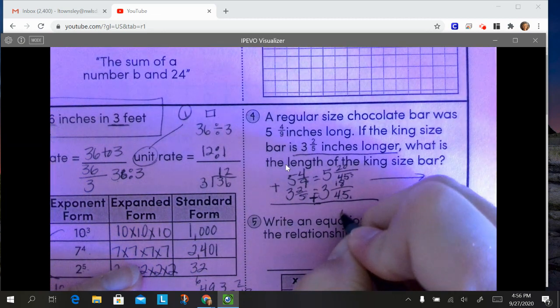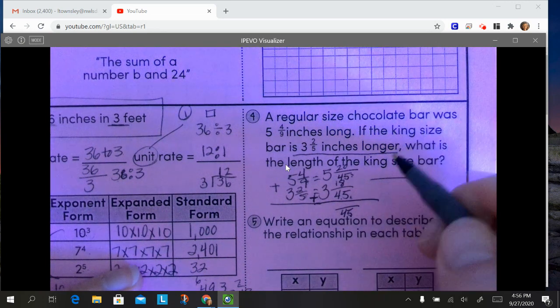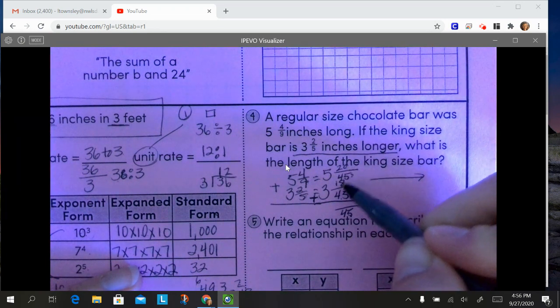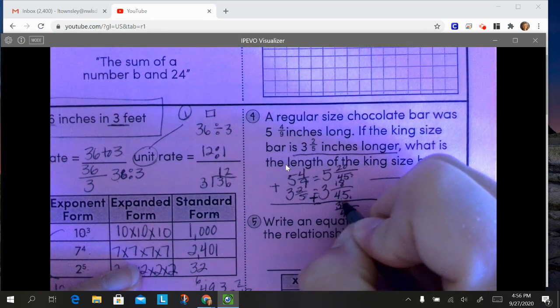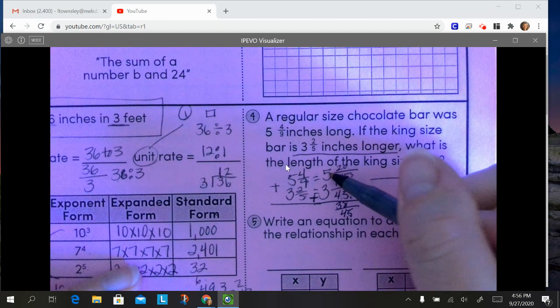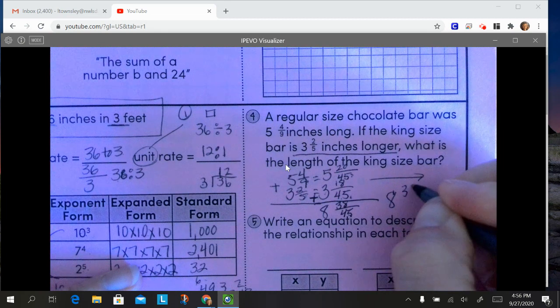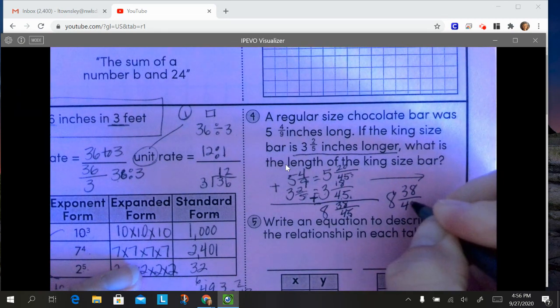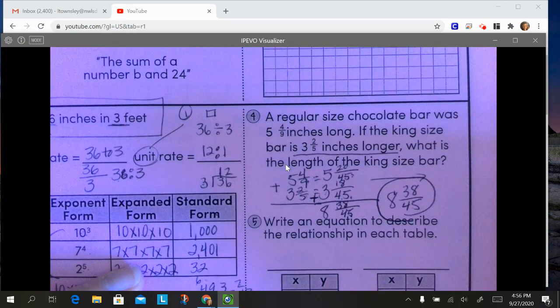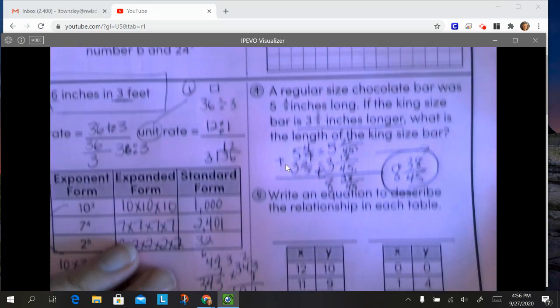So go ahead and keep your common denominator and then add your numerators. So 20 plus 18 is 38. And then 5 plus 3 is 8. So your answer is 8 and 38 over 45. That's your answer. Okay. All right, last one.